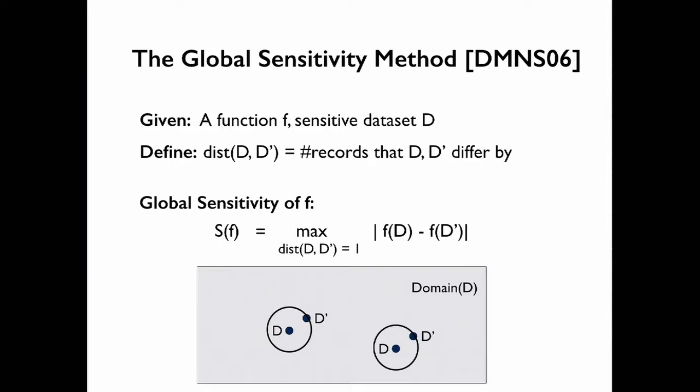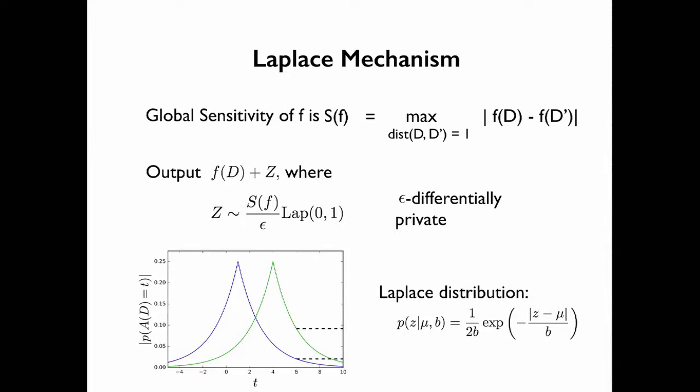There are two variants of the global sensitivity method, which we will look at. There are more variants which I won't go into today. One of the most common variants is called the Laplace mechanism. Here the idea is you take the global sensitivity, S of f, of the function f, and you compute the function on the sensitive data. So you compute f of d, and then you add noise, where the noise is the sensitivity divided by epsilon times Laplace noise with parameters 0 and 1.